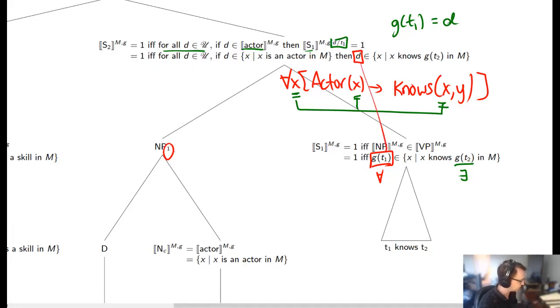If we look at those two translational differences, we're saying then D is in the set of X, such that X knows G of T2. This is also reflected in that predicate down here, knows XY, where that first position is now bound. So this is like saying D is an actor and D knows G of T2. Maybe it's helpful if I just write that right there. So it's sort of like saying for all D, if D is an actor, then D knows G of T2.